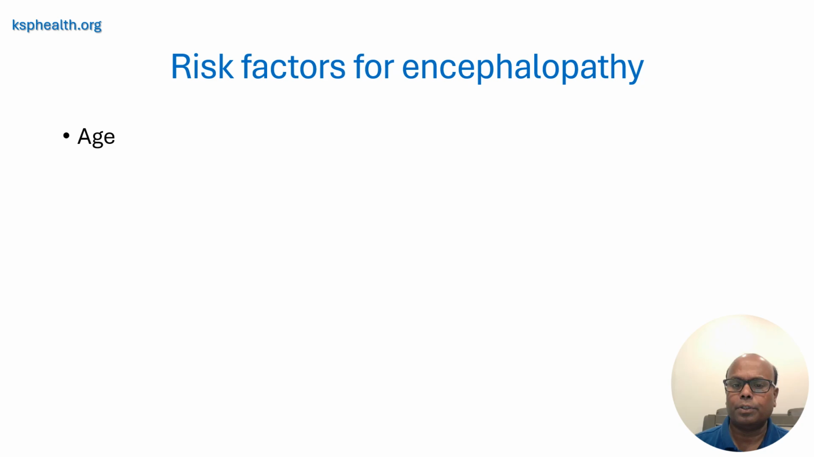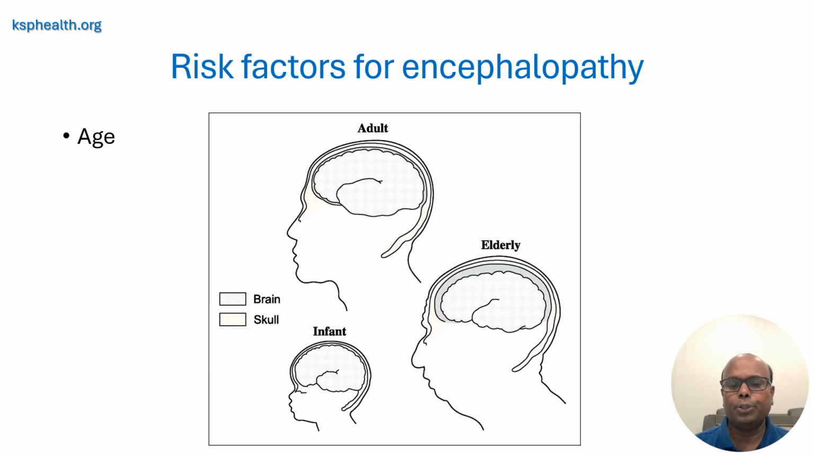What are the risk factors for encephalopathy? There are 3: age, hypoxia, and gender. Let's look at age. As you can see in the picture, there are 3 pictures: infant, adult, and elderly. If you look at the gap between the skull and the brain, it is very different in all those 3 pictures.